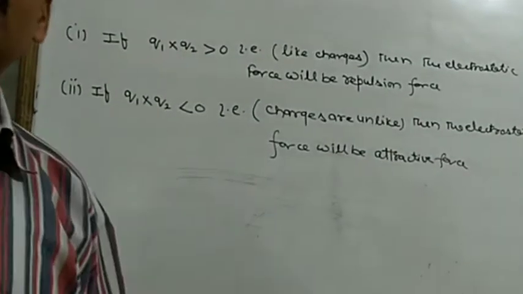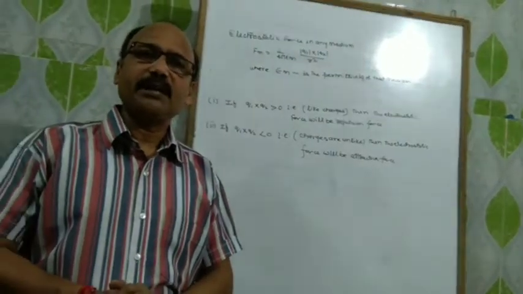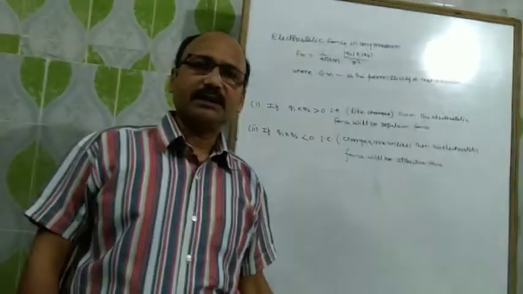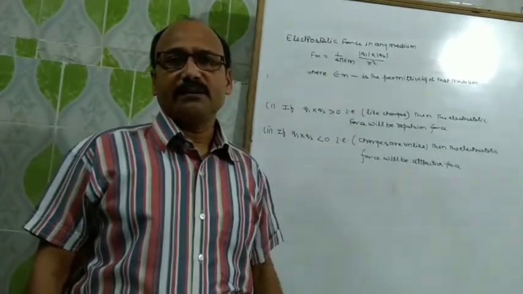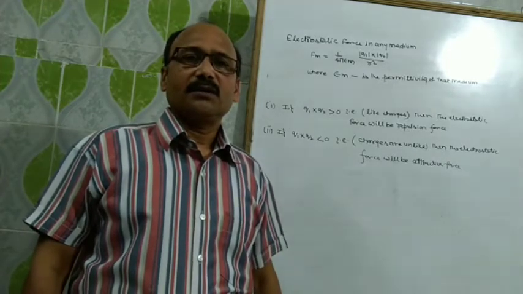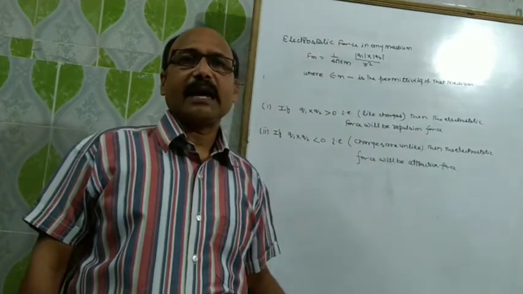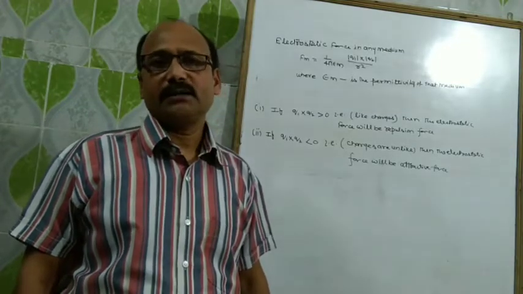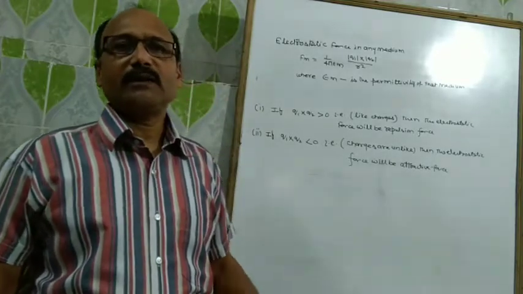Now we have to study the definition of permittivity of a medium or material. So note down the definition. The ability of a medium or material to permit the passage of electric lines of force through it is known as permittivity of that medium or material. It is denoted by epsilon m.